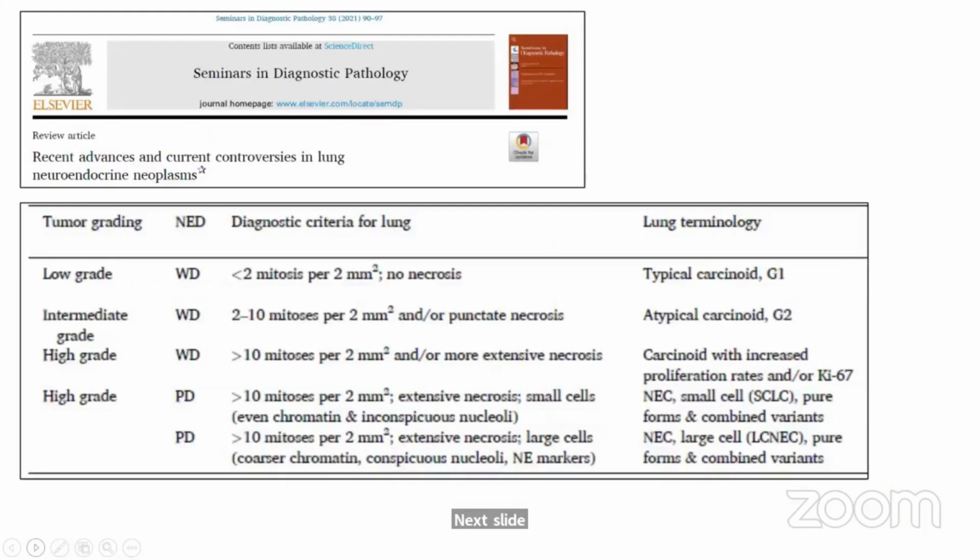Coming to the diagnostic classification, the pathological classification, Rajiv has already elaborated. Basically, the whole crux of the diagnosis relies on the extent of mitosis and the necrosis, which we see. And depending upon those features, the carcinoids have always been classified in a very conventional and conservative manner as typical and atypical carcinoids. Next slide.